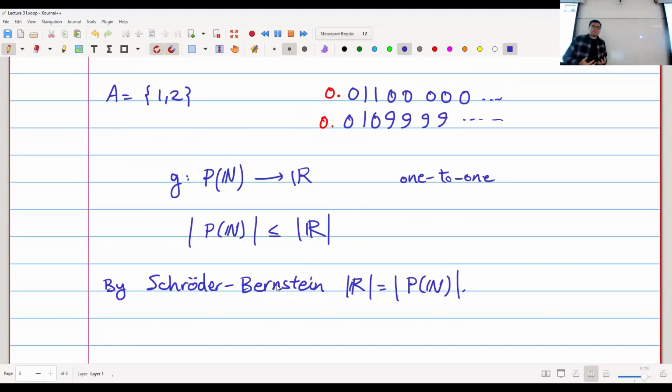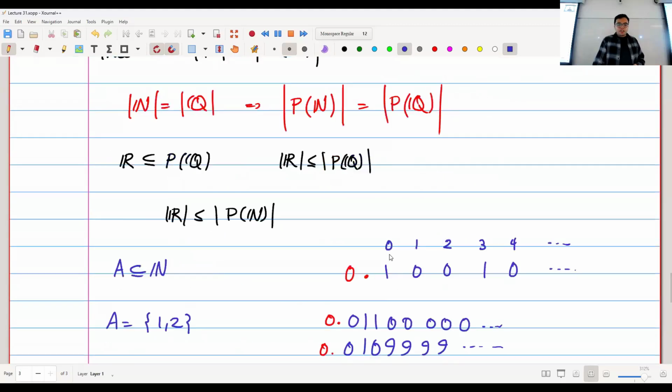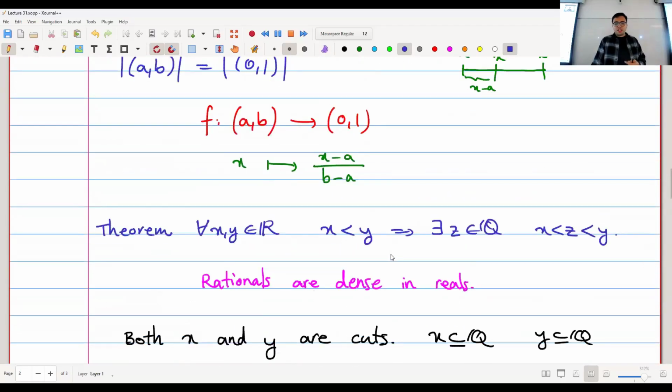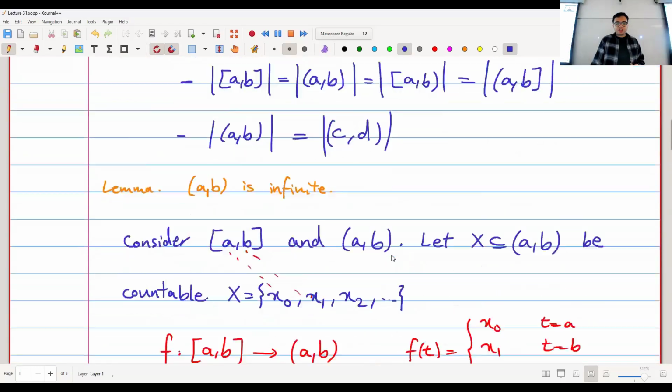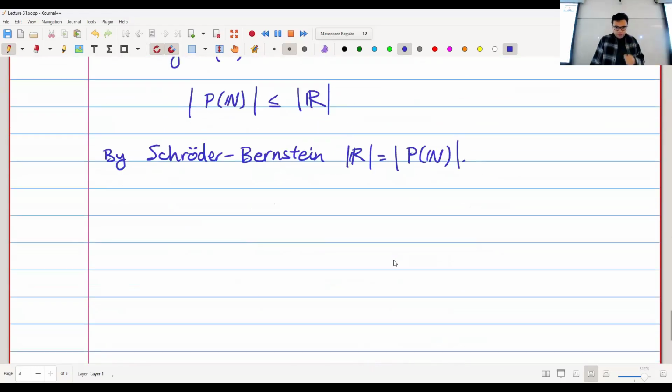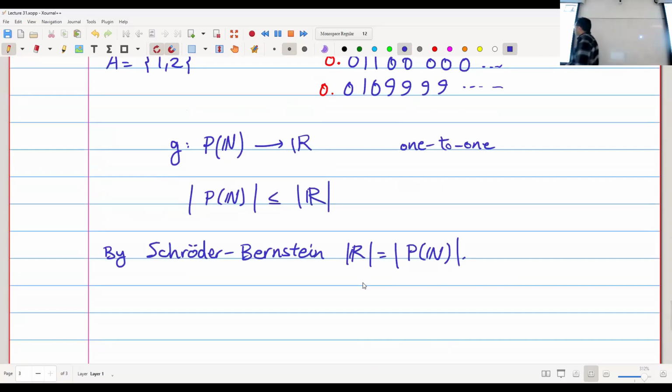So what is Schroeder-Bernstein telling you? It's just telling you that if you can find a one-to-one function from A to B, and you can also find a one-to-one function from B to A, I will give you a bijection between the two sets. Now, in some cases, I know that I can find a one-to-one function in only one direction. So for example, between natural numbers and real numbers, because of Cantor's theorem, I know that there is no bijection between N and P of N. So there is no bijection between N and R. But of course, there is a one-to-one function from N to R. Just map every number to itself.